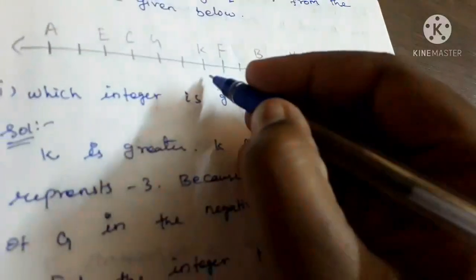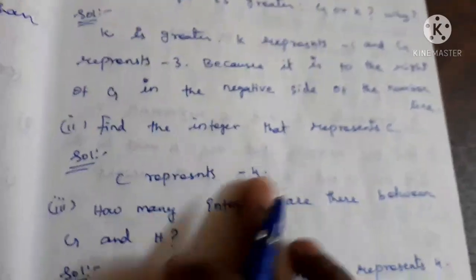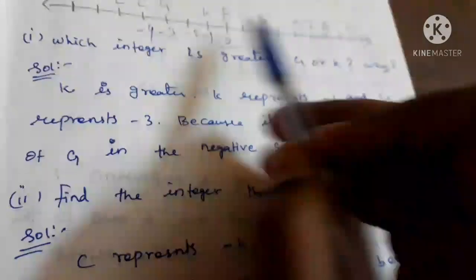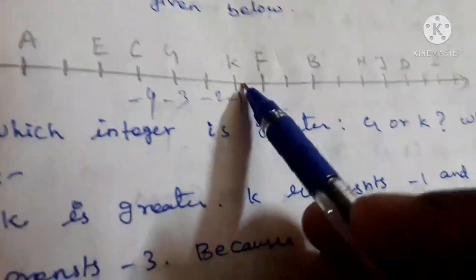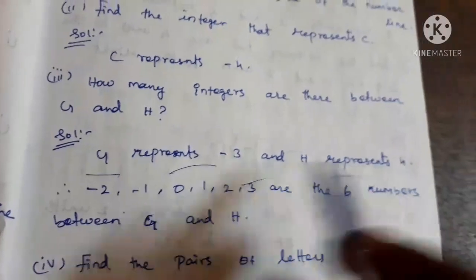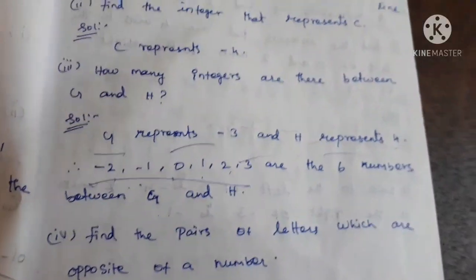Find the integer that represents C. Okay, so this is -1, this is -2, this is -3, -4. So the answer will be -4. How many integers are there between G and H? Where is G and where is H, you should say. So G is here and H is here. Count the number of integers between them, leaving out G and H: 1, 2, 3, 4, 5, 6. The answer will be -2, -1, 0, 1, 2, 3, which are 6 numbers between G and H.